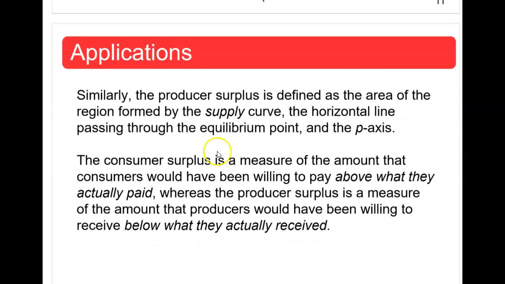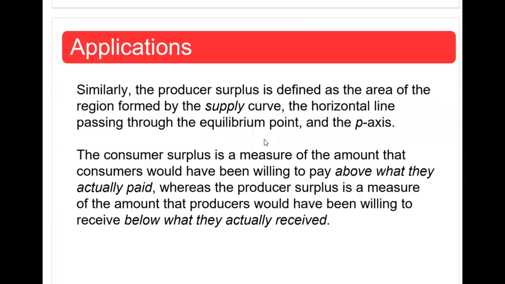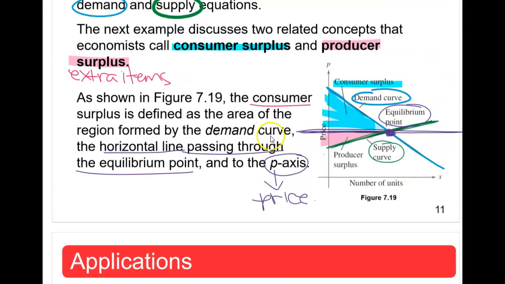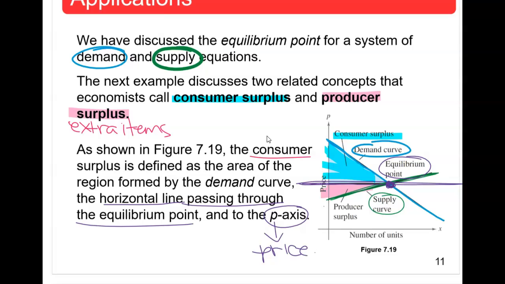So similarly, the producer surplus is defined as the area of the region formed by the supply curve, the horizontal line passing through the equilibrium point, and the p-axis. In fact, I told you something wrong. The p-axis will not be the horizontal line, but it will be this one right here. Instead of y, we're using price as the dependent variable. And then here, x is representing the number of units. So the price depends on the number of units.